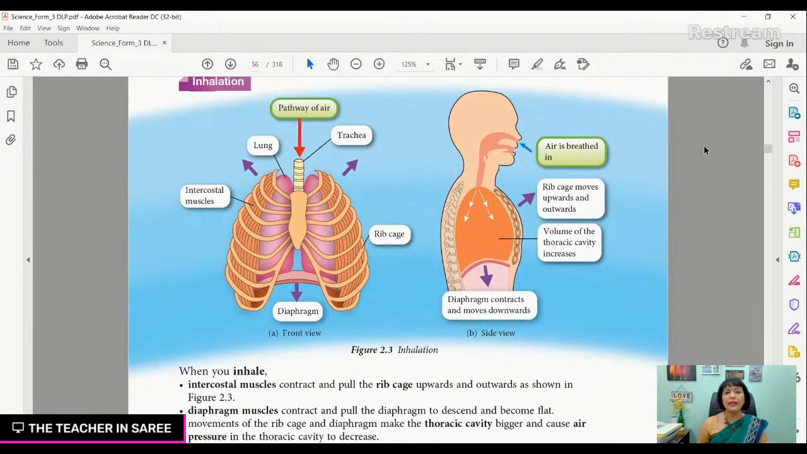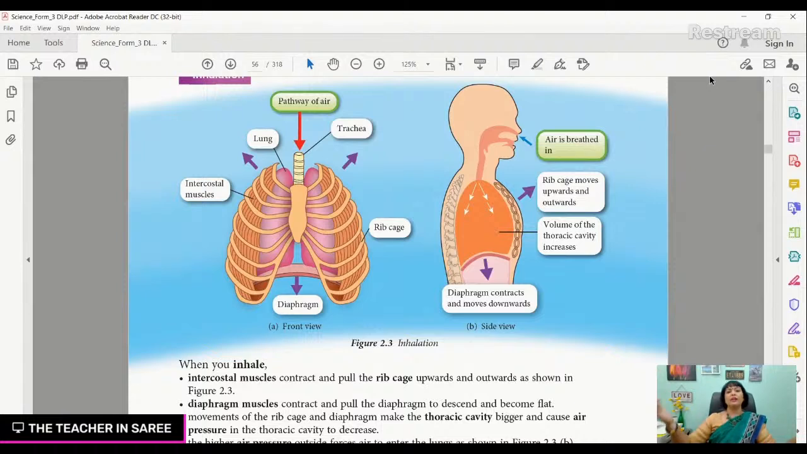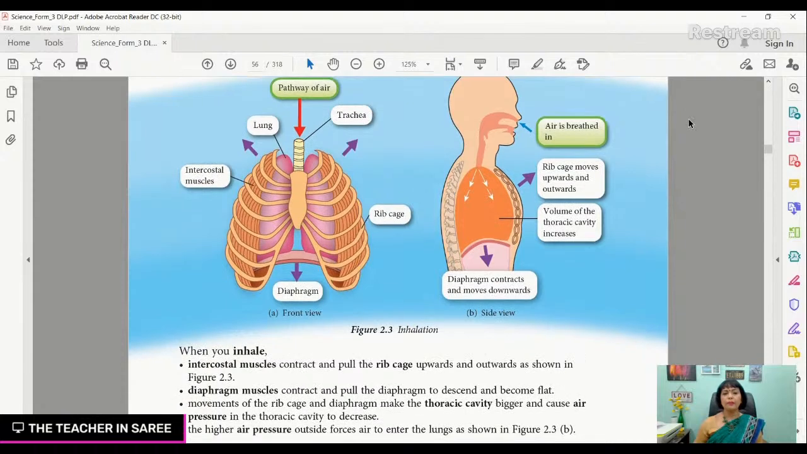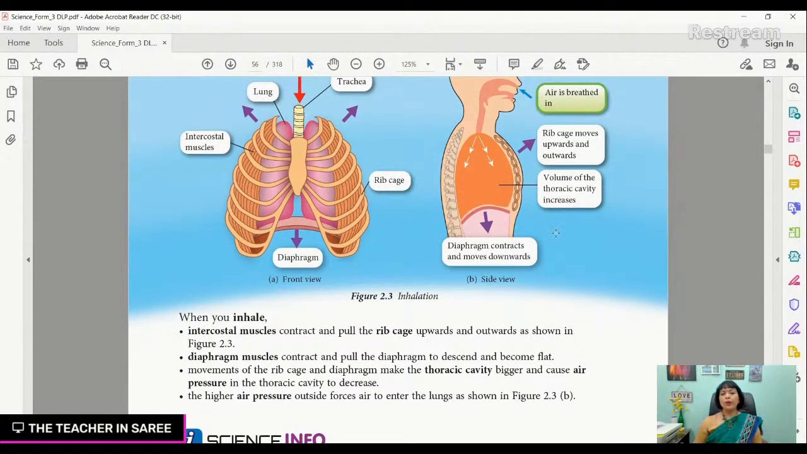Okay, so let's go into inhalation. How the air comes in. Remember, we don't inhale oxygen. All right. We inhale air. So how it comes into our lungs and reaches the alveolus, which is the final destination. All right. So look here. It is initiated when we inhale. When we inhale, what will happen is, the intercostal muscles, which are the muscles in between the rib cage, come into action.